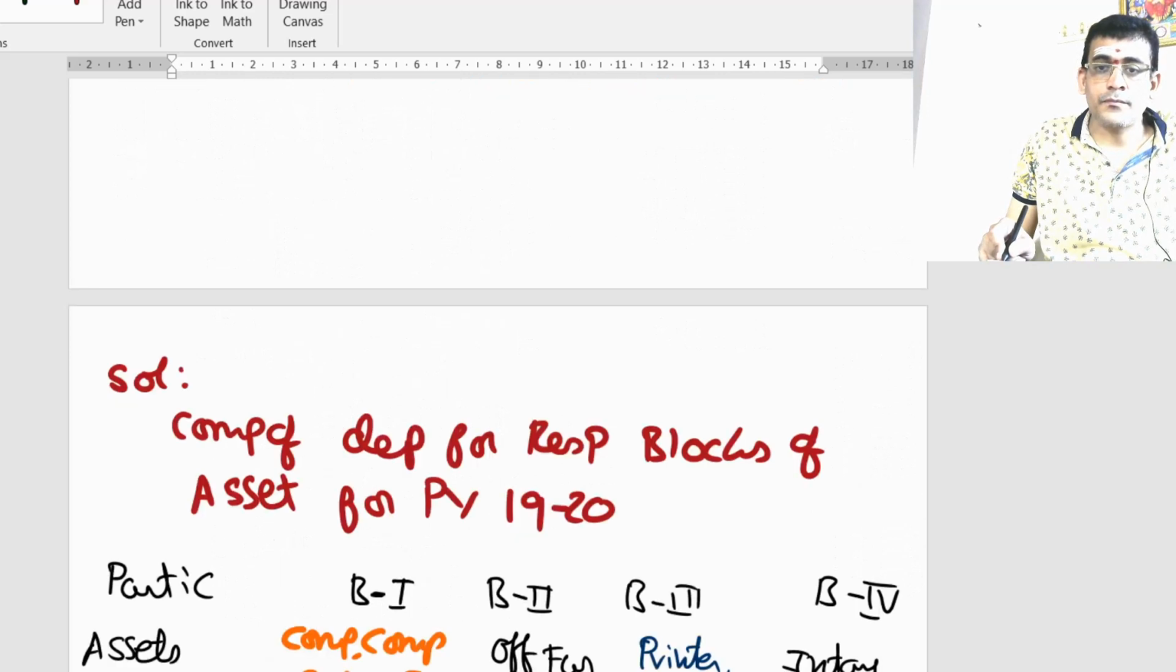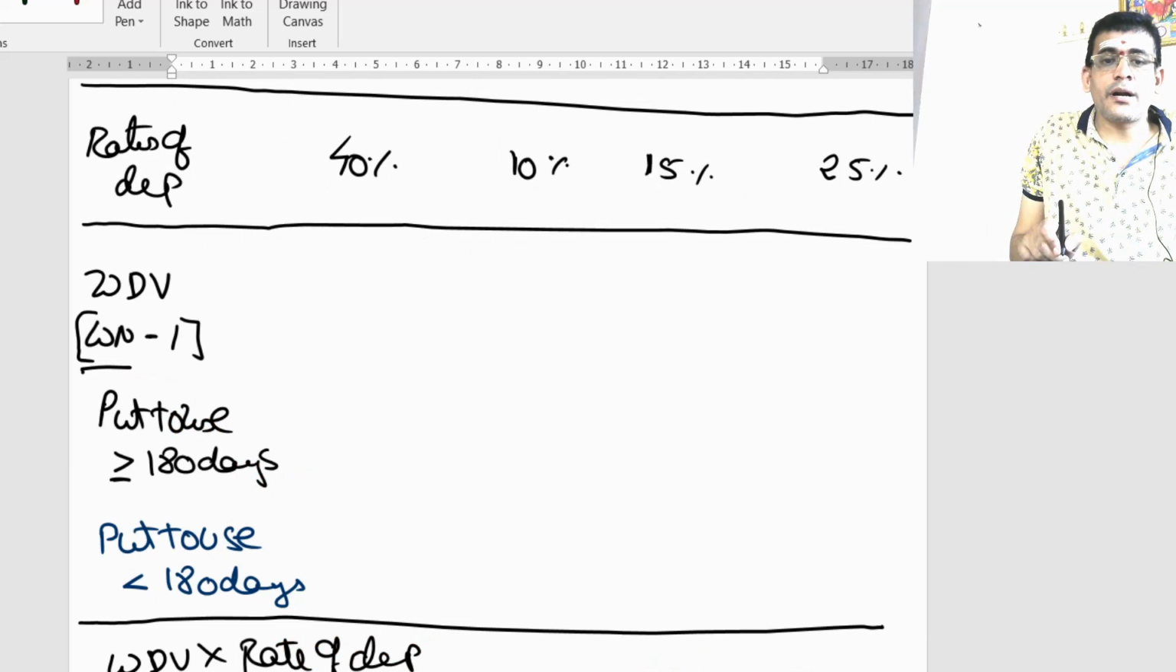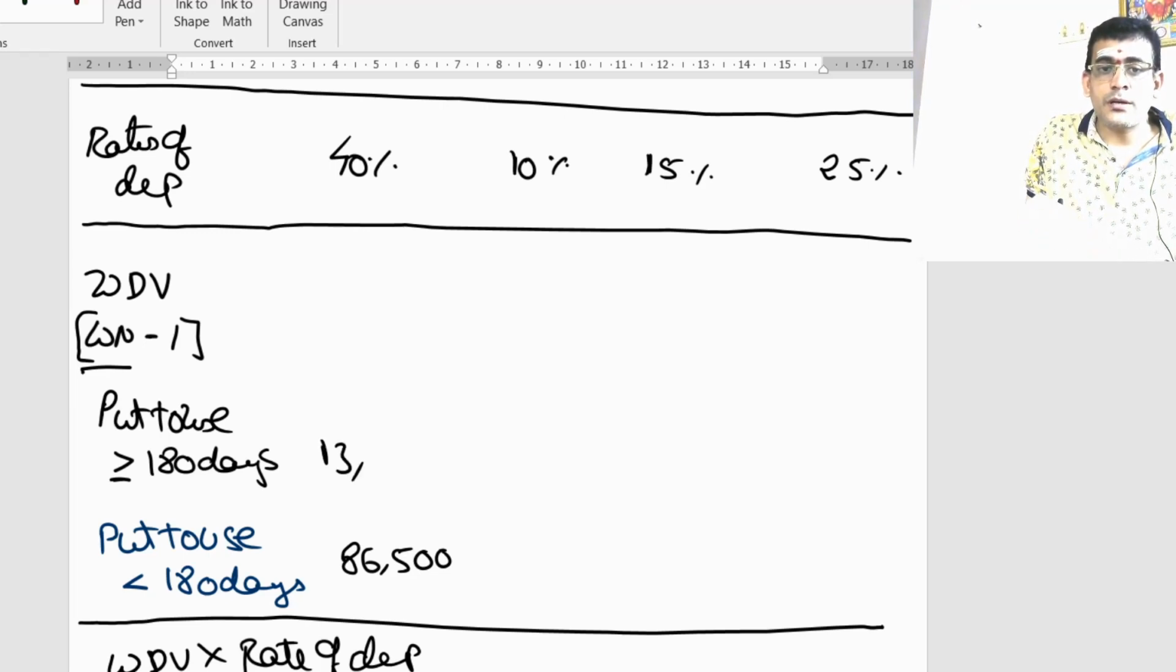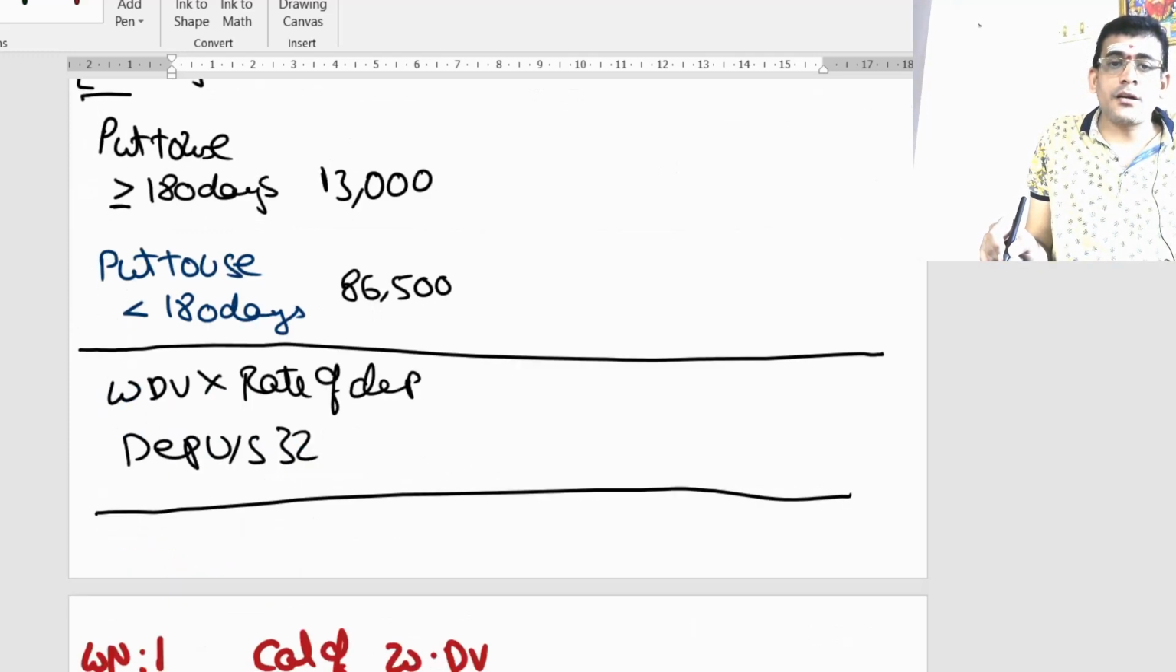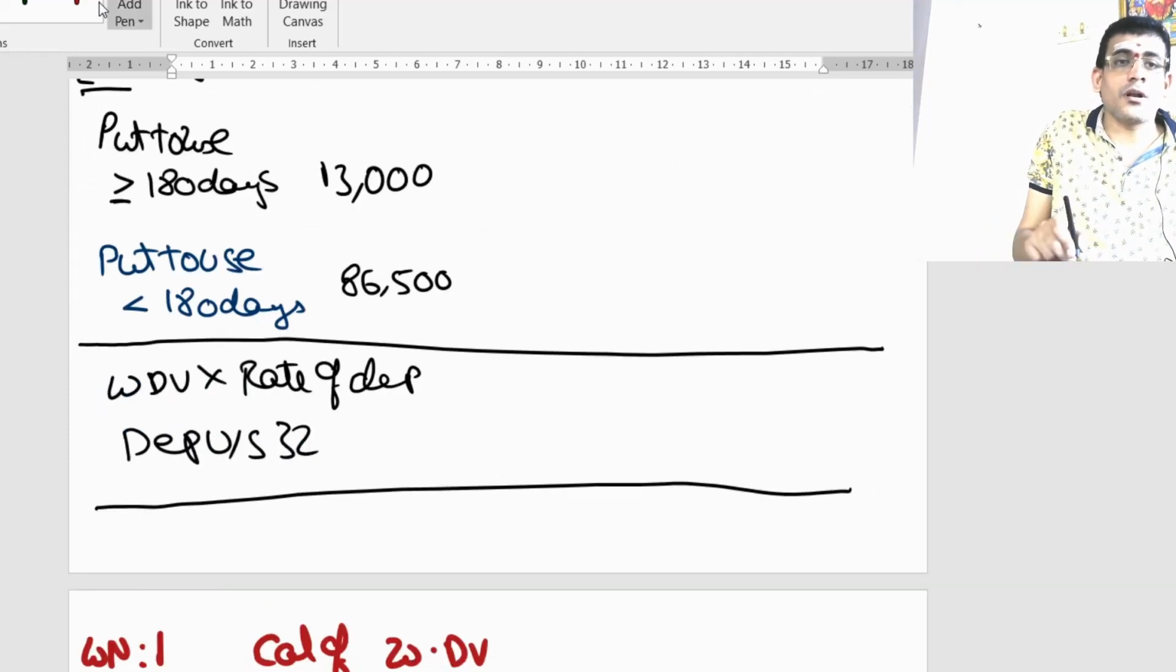Let us go to our answer sheet. Here, we had considered assets put to use for greater than 180 days and less than 180 days. The total of assets put to use for a period of less than 180 days under this block is coming to 86,500, and the total assets put to use for more than 180 days is coming to 13,000. If the assets are put to use for a period of less than 180 days, we are supposed to claim 50% of the normal rate.